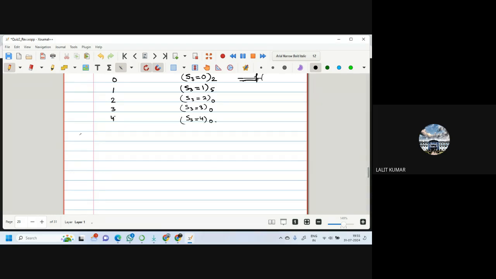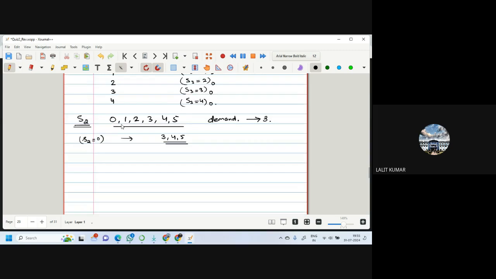Now we come to S2. Now S2 state also can be 0, 1, 2, 3, 4 and 5. And what is the demand in 3? Demand is 3. So we start here, for example, S2 again, same example, S2 is equal to 0. So how much do I have to order? I have to order 3, 4, 5 only I can order. Yes, correct. Because I have to meet my demand.